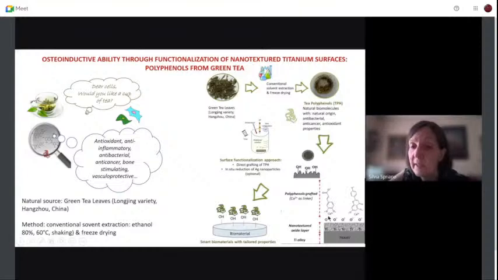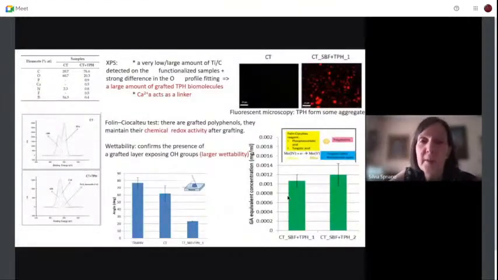You can link the polyphenols to the surface through the action of calcium, because you have a negative charge on the titanium surface, you have a negative charge on the polyphenols, and you have a positive charge on the calcium ions, so you can use these ions as a linker between the surface and the polyphenols. And this is the chemical and physical characterization of the surface.